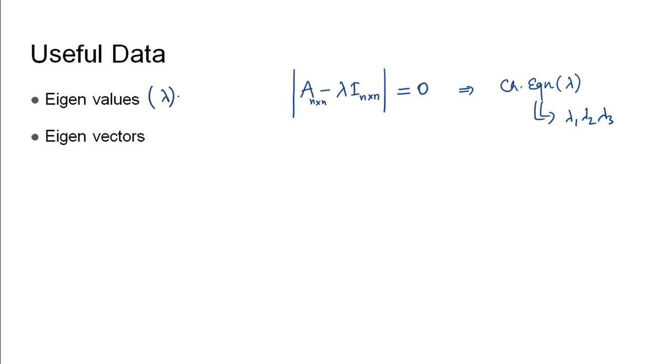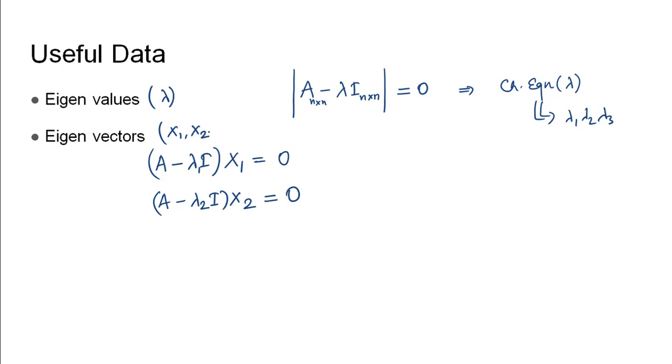Secondly, we need to find the eigenvectors. To do this, we take A minus lambda I, with lambda taken as the respective eigenvalue, multiplied into the corresponding eigenvector x1. This should be equal to 0. Similarly, if we have another eigenvalue lambda 2, we subtract it from A, multiply it with the new eigenvector x2 and make it 0. So x1 and x2 in this case represent the eigenvectors for the matrix.